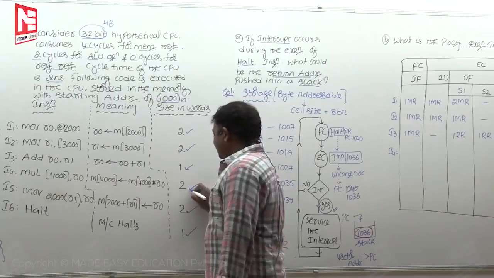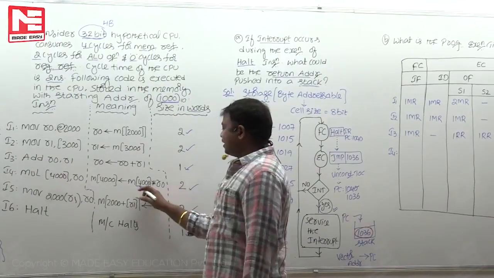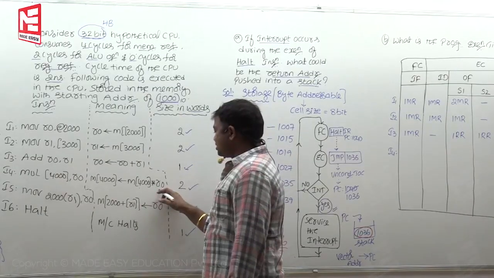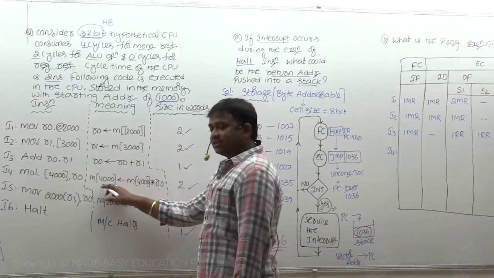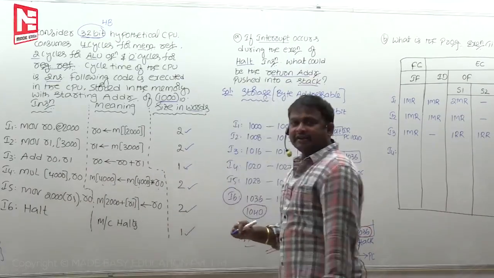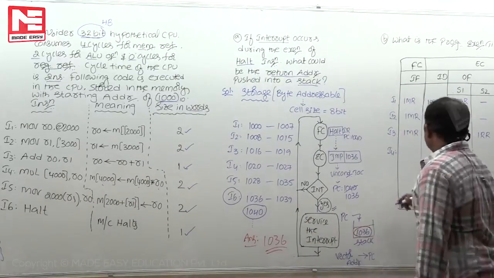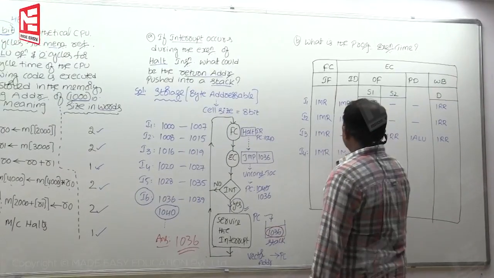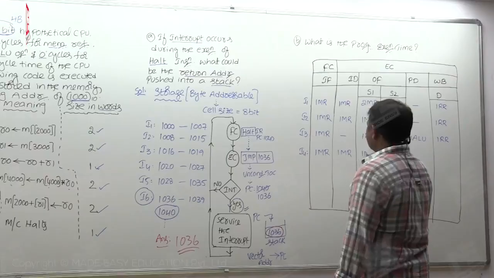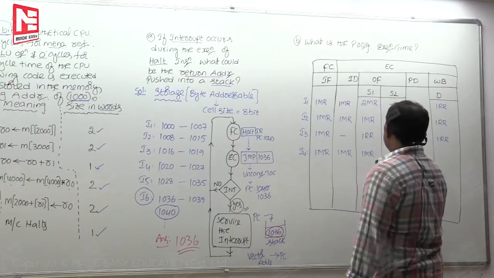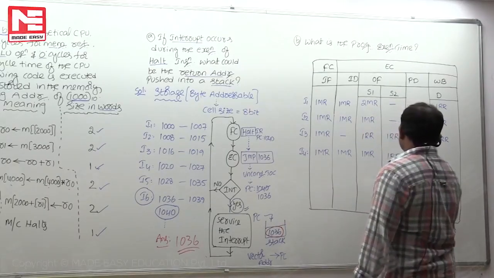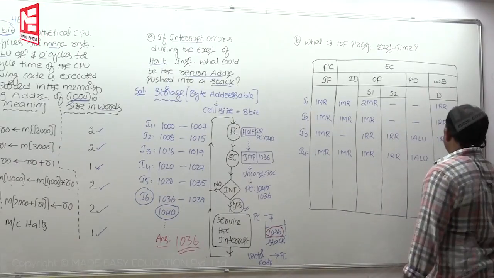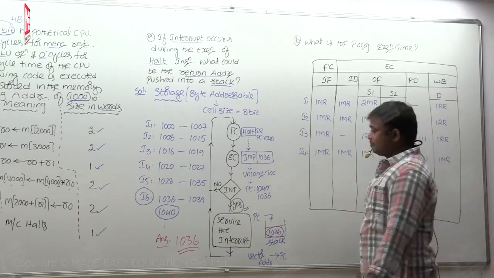Next one, I4. I4 is multiplication, a 2-word instruction. Source 1 is direct addressing, source 2 is register addressing, and destination is direct addressing. Direct addressing means 1 MR. So here 2-word, 1 MR, decoding 1 MR, source 1 direct addressing 1 MR, source 2 1 RR, ALU operation, then destination 1 MR because direct addressing.